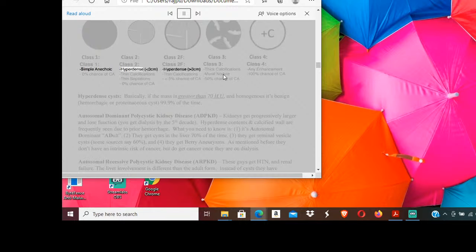Class 1: simple, anechoic. Class 2: hyperdense, less than 3 cm, thin calcifications, thin septations. Class 2F: hyperdense, greater than 3 cm. Class 3: thick calcifications, mural nodule. Percent chance of cancer: Class 1, 0%; Class 2, 0%; Class 2F, less than 5%; Class 3, 50%; Class 4, any enhancement, 100% chance of cancer.